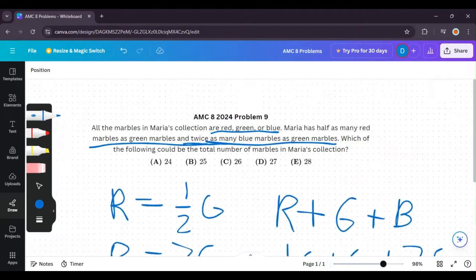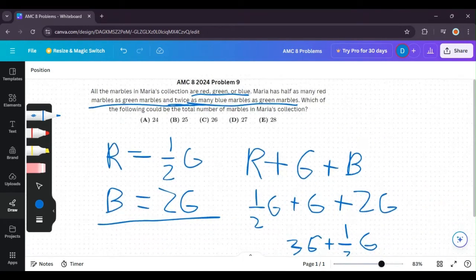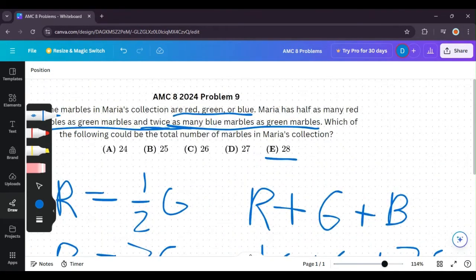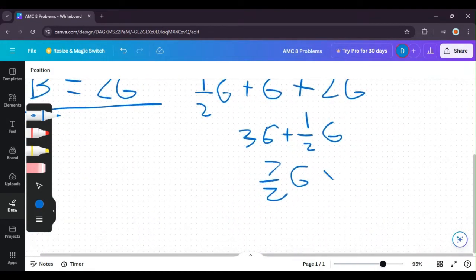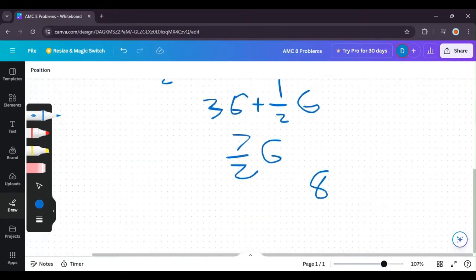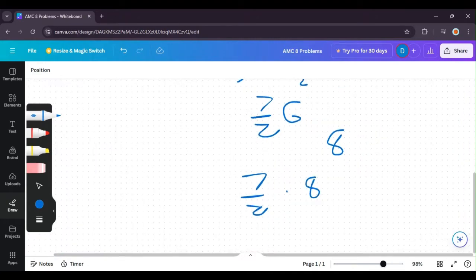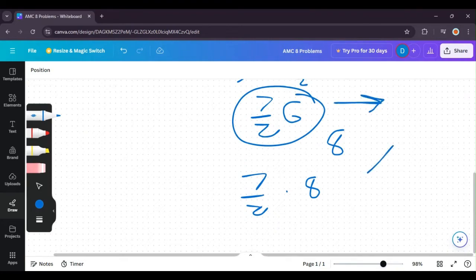Now, it's asking for which of the following could be the total number of marbles in Maria's collection. And we know that the number of marbles is a whole number, an integer. So the only answer that is a multiple of 7, because g has to be an integer, so g can simply be 8. So if g is 8, then we can multiply by 8, because 7/2 g is the total amount. Remember that? Total amount.